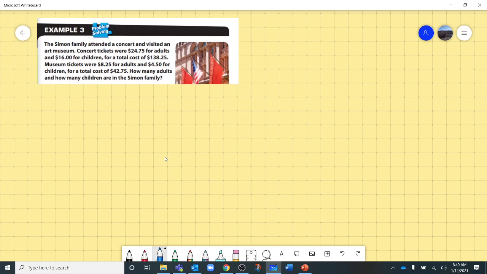This is the sort of thing that they need mathematicians for, to figure out how many people are in other people's families. Okay, we do want to be able to use word problems and figure out how to put together systems of equations from the word problems. I'm not going to go into much of the reality of this problem not being an actual thing. The Simon family, they went to two places, right?